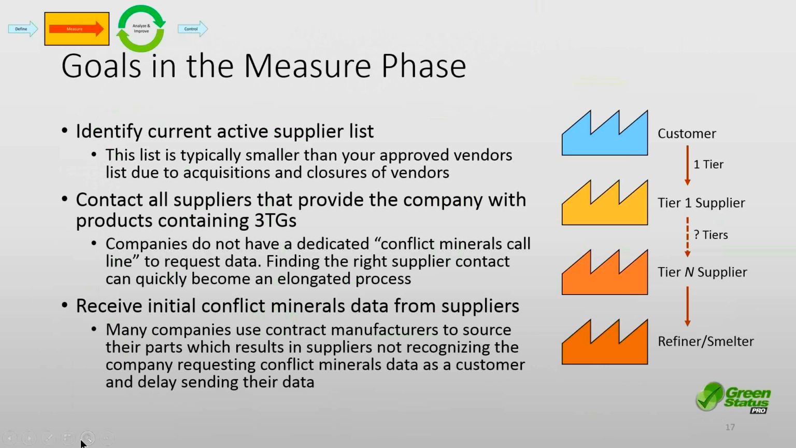Once you have found the active supplier list, you need to find contacts within those companies to get the conflict minerals data. And again, there is no conflict minerals hotline you can go to. It's a process of finding the right contact. Once you've found them, and for many companies that use contract manufacturers, you do have to prove you're a customer. A lot of companies do not want to give this data away to just anybody that asks. This all builds up and takes more and more time to actually measure out and map out your supply chain.